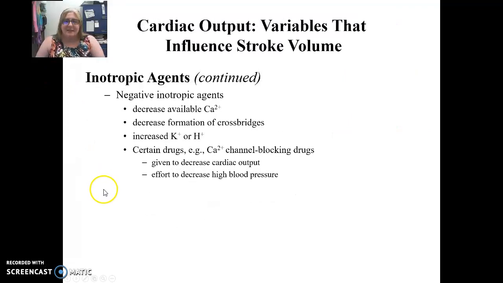Negative inotropic agents are going to be things that decrease the amount of calcium available. And if we decrease the amount of calcium available, we decrease the ability to form those cross bridges because calcium isn't binding, so the troponin-tropomyosin complex is going to be covering the myosin binding site on the actin. So calcium channel blockers are going to be negative inotropic agents, and they're going to decrease the contractility of the heart.